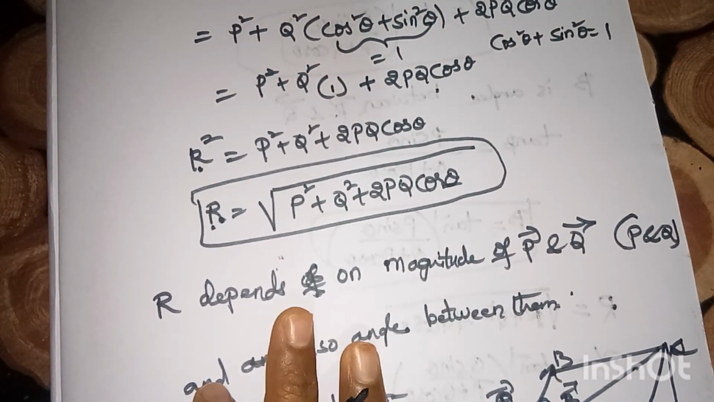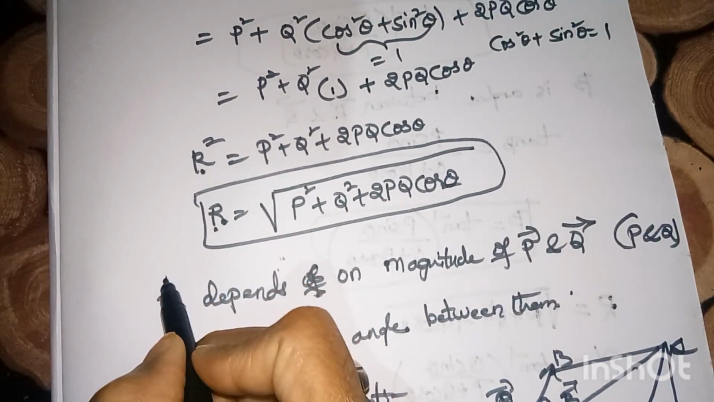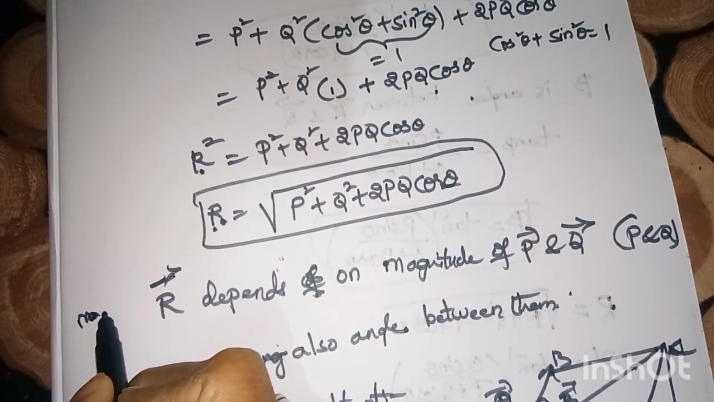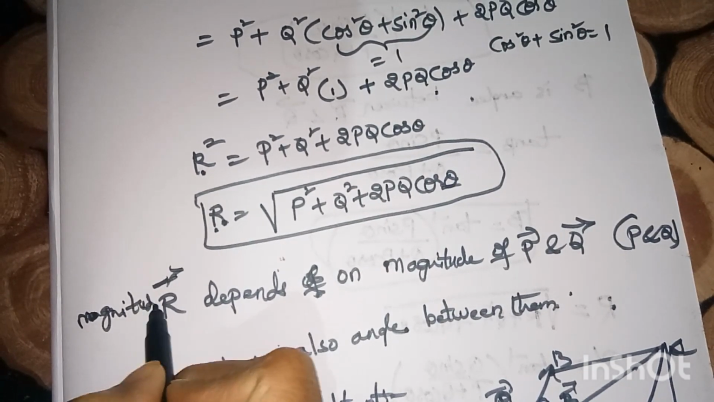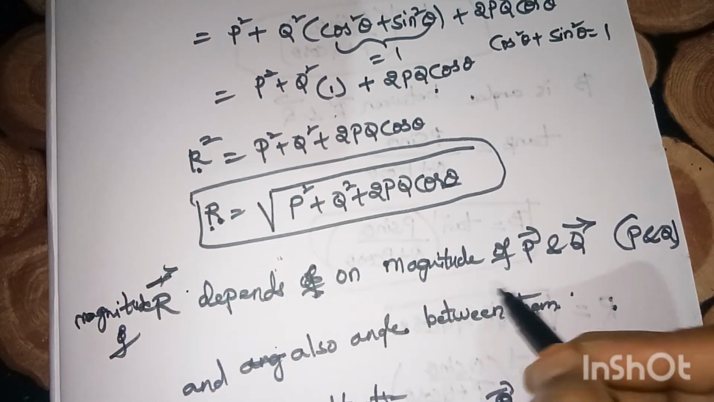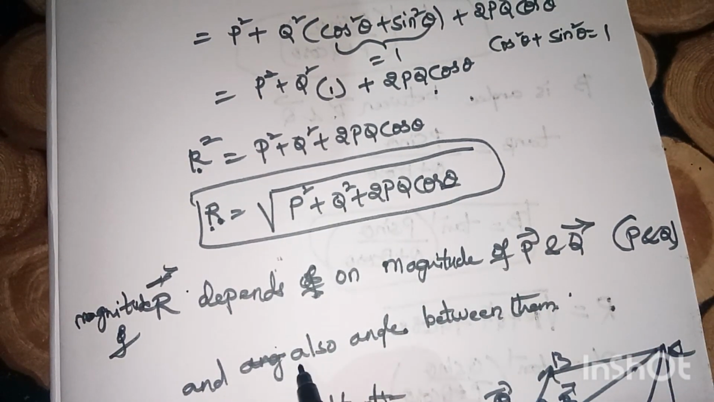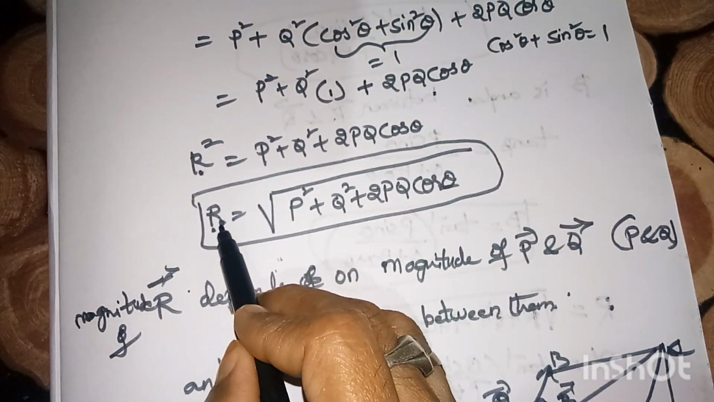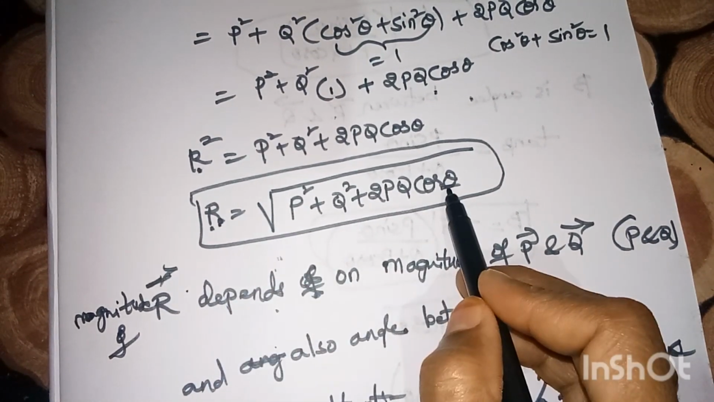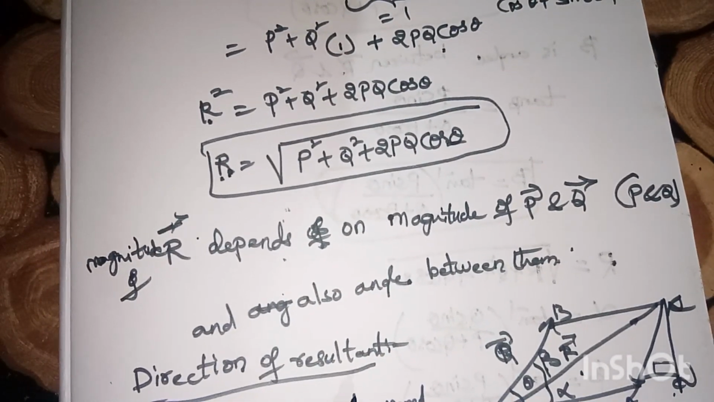As you all know, the magnitude of any vector is a scalar. So the magnitude of R bar depends on the magnitude of P bar and Q bar, that is P and Q, and also the angle between them. So R depends on P, Q and angle theta. So this is the magnitude of resultant.